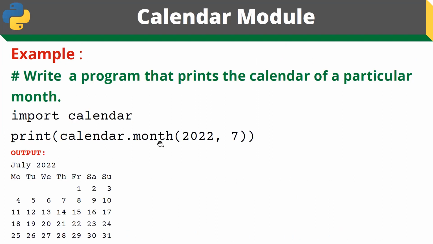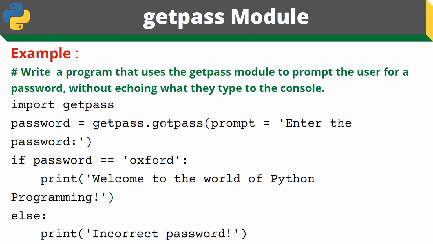This calendar module we have already seen. Then another built-in module, if you want to check a password, for that there is the getpass module. The following program uses the getpass module to prompt the user for a password without echoing what they type to the console. Suppose here you have set one password. If you enter the password, then the associated part will be executed or opened. If you enter a wrong password, it shows incorrect password. Let us see that program.